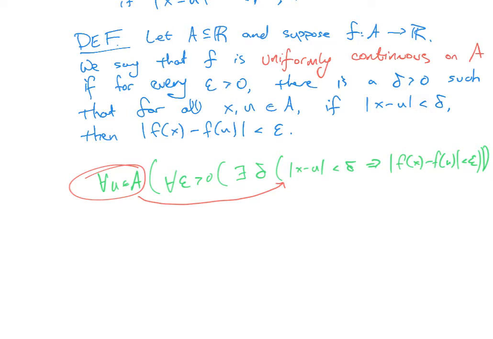Any questions about the definition? So now our delta can only depend on epsilon? Yes, and it can only depend on epsilon. It cannot depend on the point you're at. Right, okay. So the universal delta. Yes.